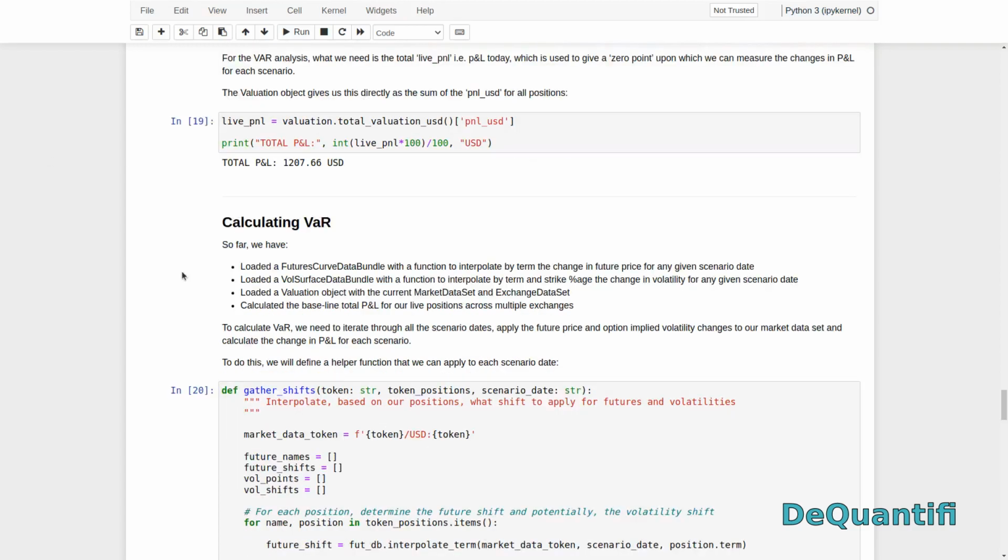So, to recap, we have seen the futures curve data bundle from which we can get the future curve scenario shifts, and we have seen the vol surface data bundle from which we can get the implied volatility surface shifts. We also have a valuation object that gives us the portfolio P&L, and we have the baseline P&L for the VaR calculation. Now, to actually calculate VaR, we need to be able to apply our historic shifts to the current live market data set and build up a distribution of 1,000 or so P&L impacts from those scenarios.